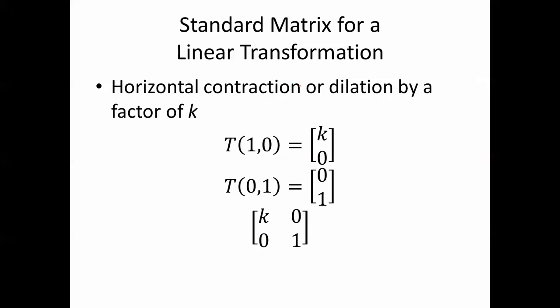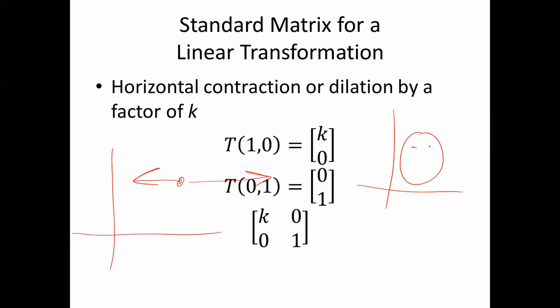Horizontal contraction or dilation by a factor of k. So in other words, you've got a point here, and if you contract it horizontally, that means it'd be going this way. If you dilate it horizontally, it'd be going this way. So if you did that to a bunch of points, for example, this smiley face would then be stretched out. It would look something like this. Still a smiley face.